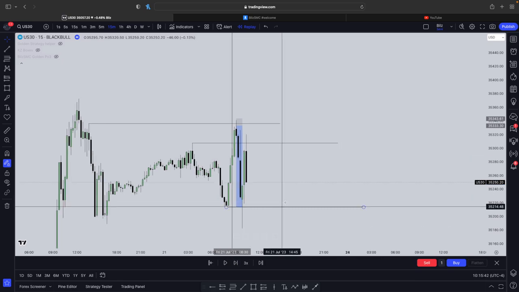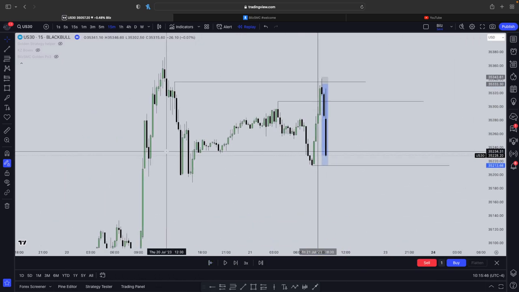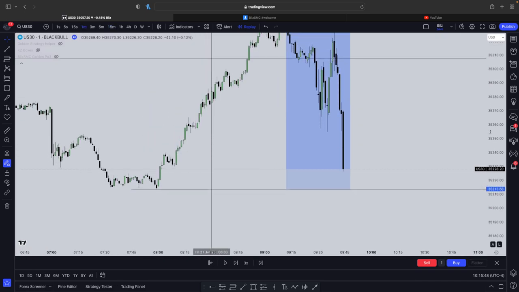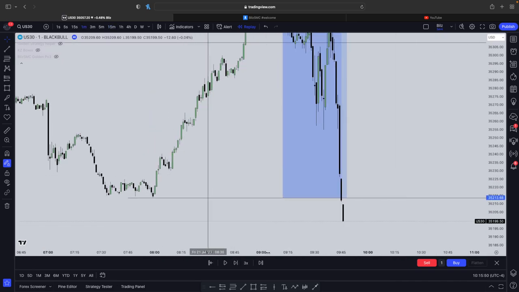Again, this is a little bit unrealistic, 1 to 11, but let's just say you missed this entry right over here. You can look for a second entry. As you can see, there's this other liquidity point. Now let's wait for that to be raided. There you go, you got raided right over here.